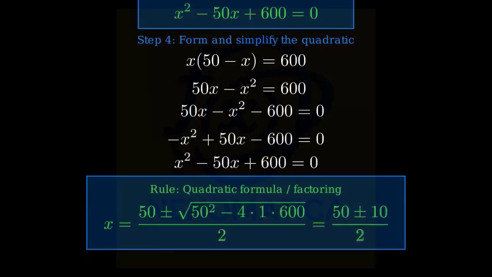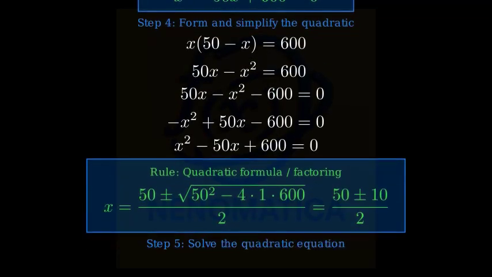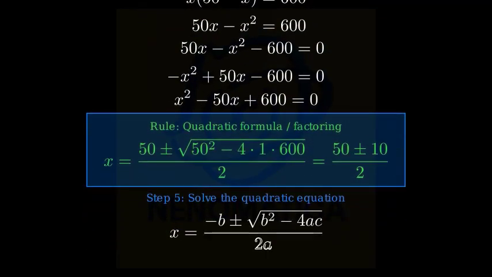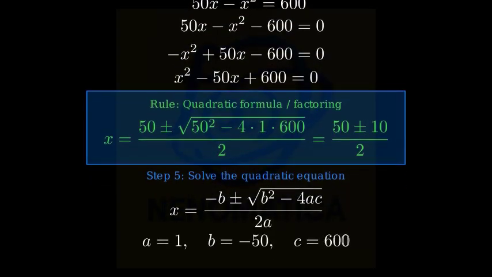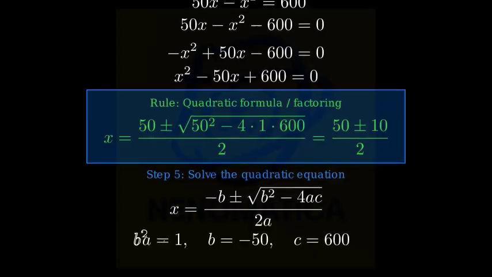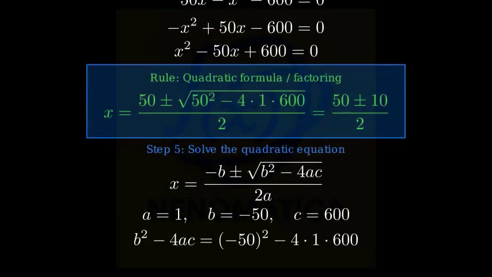Now, let's solve this quadratic equation using the quadratic formula. We have a equals 1, b equals negative 50, and c equals 600. The quadratic formula states that x equals negative b plus or minus the square root of b squared minus 4ac, all divided by 2a. Let's calculate the discriminant first. We have b squared minus 4ac, which is negative 50 squared minus 4 times 1 times 600.